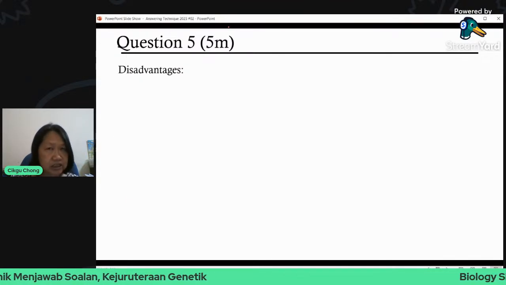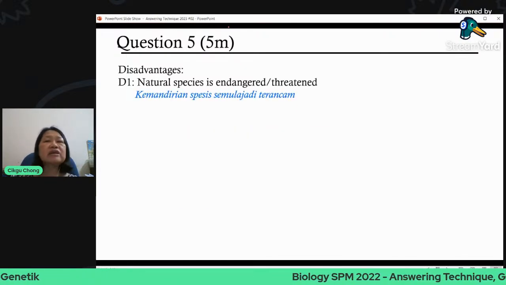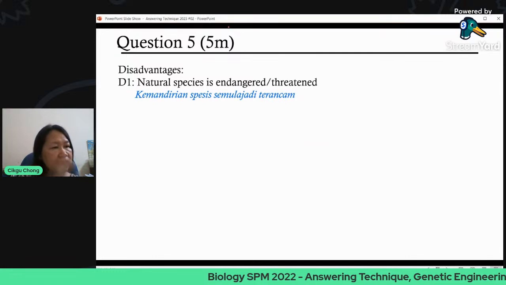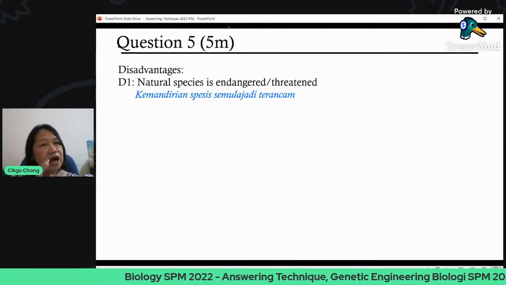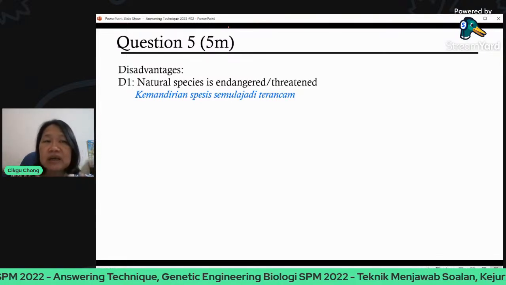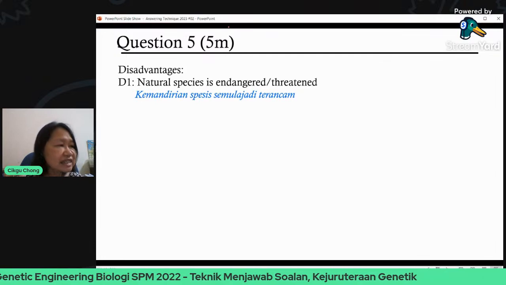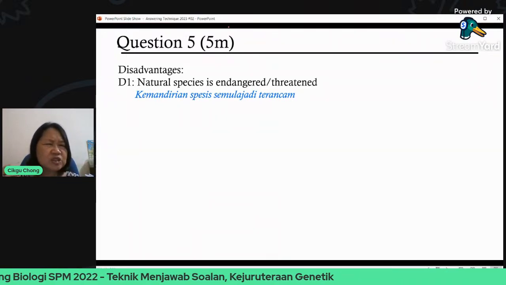Now disadvantages, all right? So natural species is endangered or threatened. Now, kalau kita biarkan, we always keep on tanam this strawberry yang besar-besar, yang juicy-juicy, yang kita sudah olahkan. It's not natural. This is not the natural bit. Apa nak jadi kepada, what's going to happen to the one that's original, yang kecil-kecil punya? Small-small one, not sweet, not sour, not sweet, sour, all this.